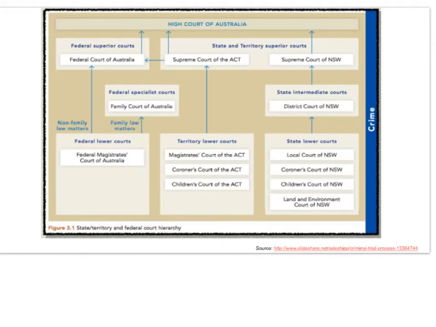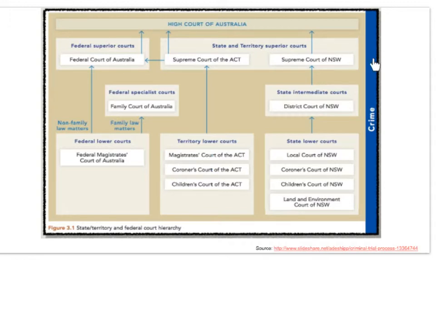The District Court is all about hearing indictable offences such as manslaughter, bigamy, armed robbery and malicious wounding. It's also hearing appeals from the local court, either about the severity of the sentence or for a rehearing. The Supreme Court of New South Wales hears very serious indictable offences such as murder and arson.